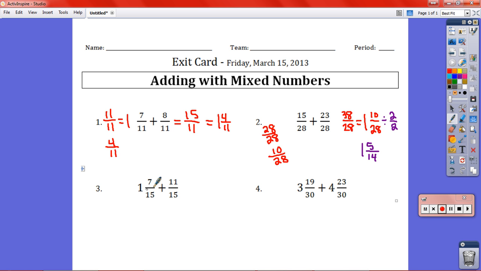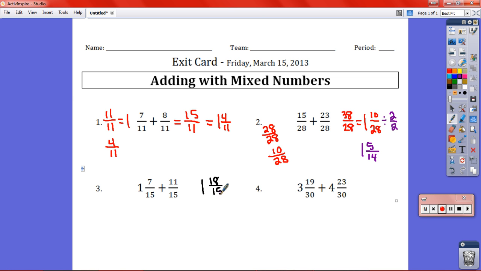Alright, here we have 1 and 7/15ths plus 11/15ths. So the first thing I'm going to do is add my fractional pieces. 7 and 11 makes 18. 18/15ths. But I still have to add my wholes, 1 whole. Now, for this one, I have an improper fraction here, so I'm going to have to convert to a mixed number. But I'm going to go ahead and simplify first for this one to show how that works.